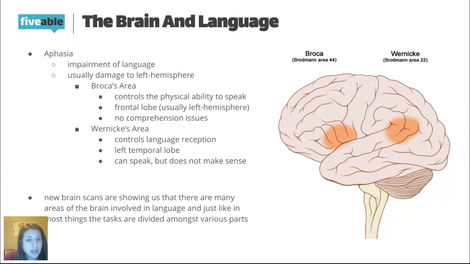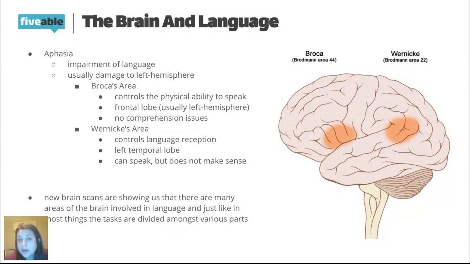Wernicke's area deals with the understanding of language. And so in this case, I can speak, but I might not make sense. I might say really weird words and phrases. And in my head, I think that I make sense and I'm trying to communicate to you, but the words don't come out right. And so there's issues with understanding in regards to Wernicke's area. So it deals with the reception and understanding of language. You also might not understand me if you have damage to Wernicke's area. So it's all about understanding and making sense with language.